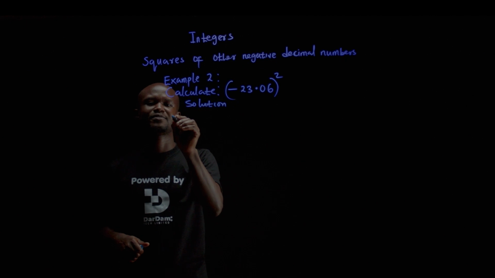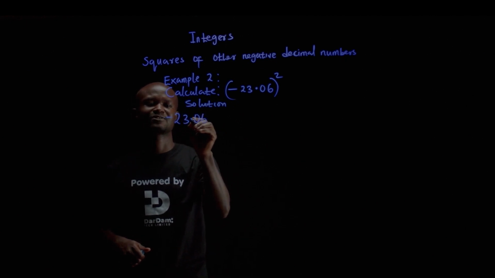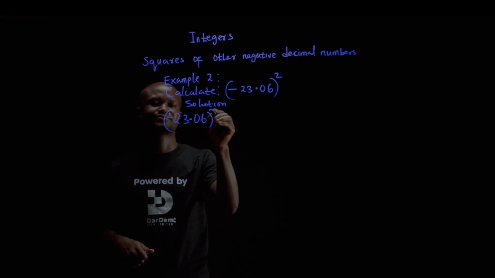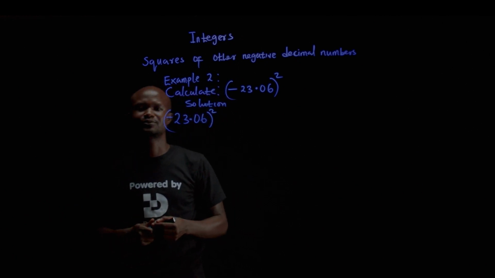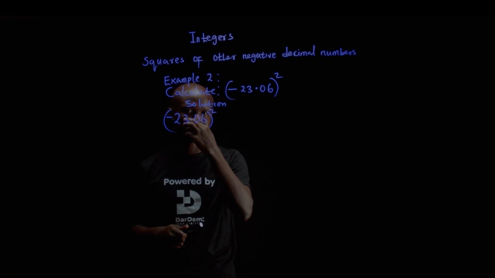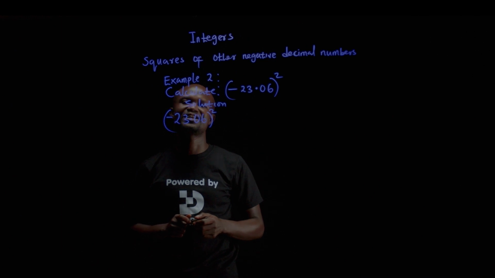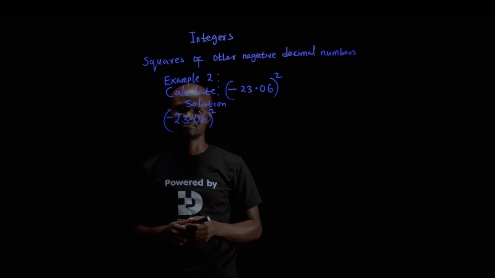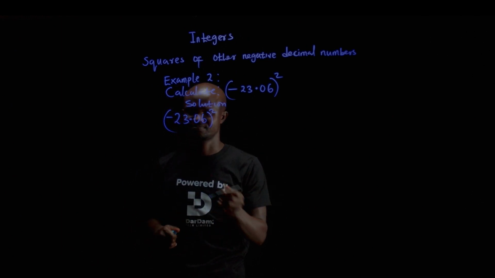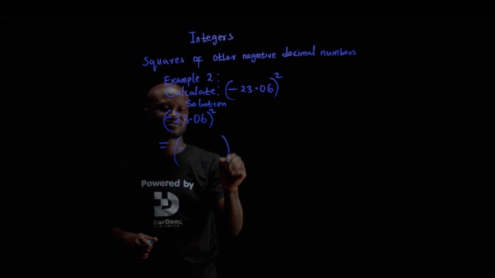Then we have minus 23.06 squared. Now, what is the first thing to do? The first thing to do is to change 23.06 to an improper fraction. And how do we achieve that? So we have minus squared.